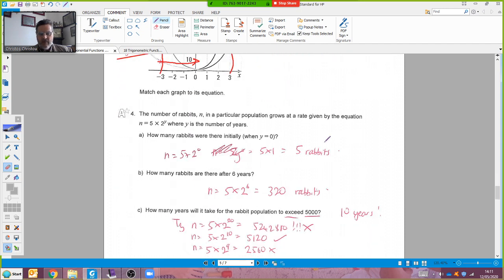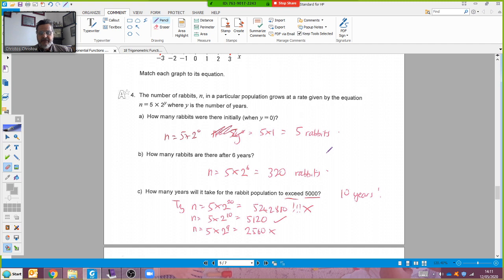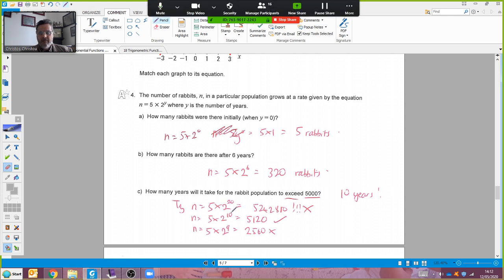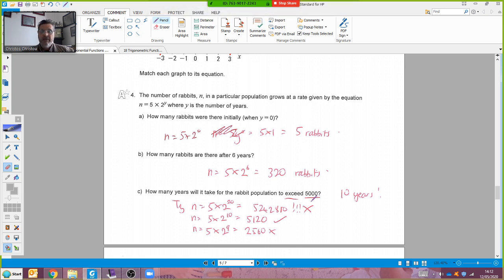Now, okay, so some of you just went 5 rabbits, 320 rabbits, 10 years. No, you don't get marks for that at GCSE because there's no working involved, and you could have just guessed. If part C was, for example, a 3 marker, you get 1 for the answer because they'll assume you've done it right, but they can't know. You get 1 for the answer.